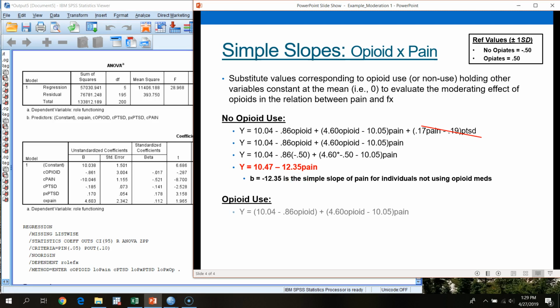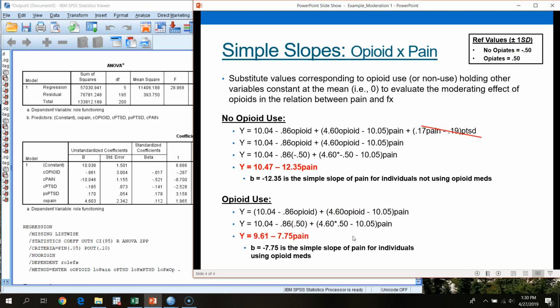Same thing if we want to calculate our simple slopes for people who are using. We can just start right here, right? Plug in values for people who are using opiates. In our set, people who are using opiates have a value of 0.5. We drop 0.5 in for opiate use, run this out, and I get my simple slope for pain with role functioning for individuals who are using opiates. Again, here it's negative 7.75. This is going to be the simple slope of pain for individuals who are using opiate medications.